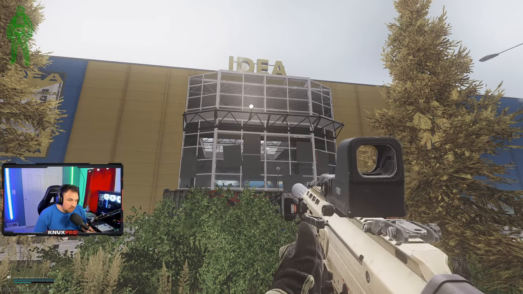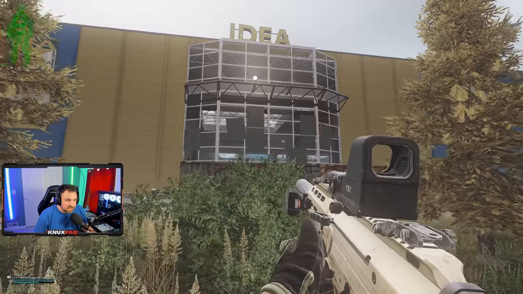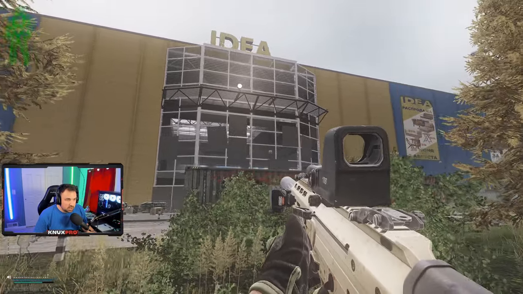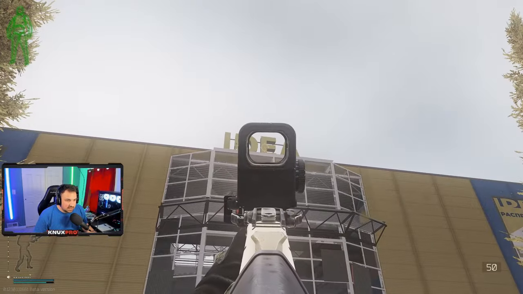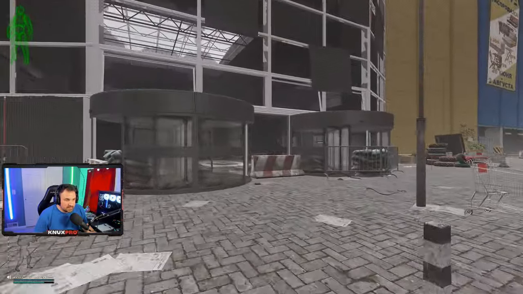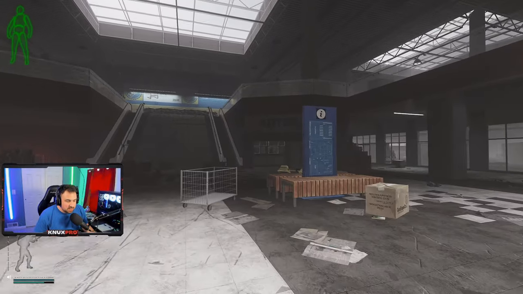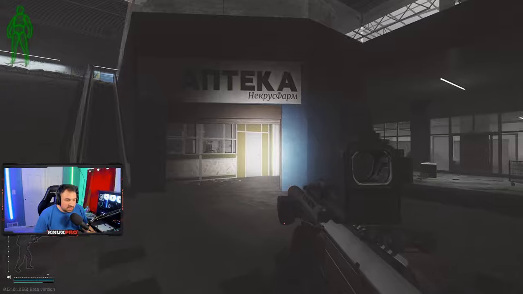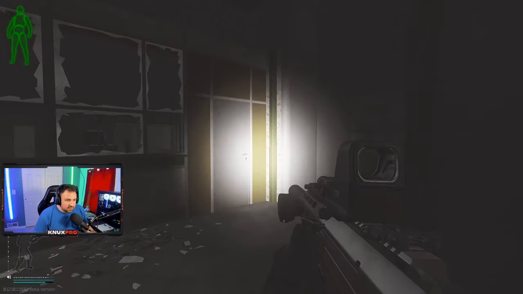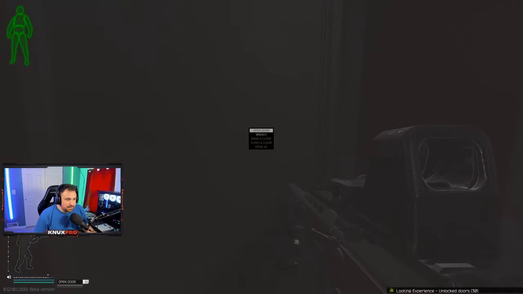The pharmacy key opens up the pharmacy inside of the mall on Interchange. To get to this door, you're gonna go through the IDEA entrance like so, and the pharmacy is right there. In the pharmacy, you're gonna find two locked cash registers. There's a duffel bag right there as well, and you're gonna find a med bag.